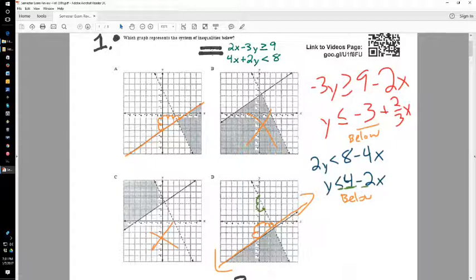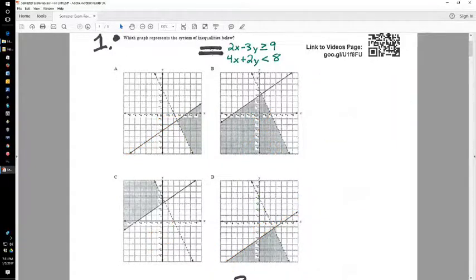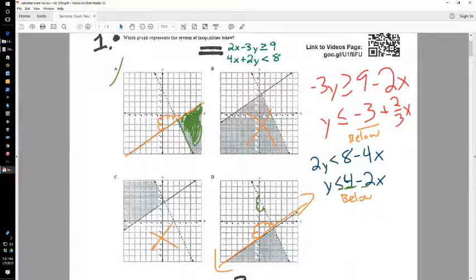The other thing we've got to remember is this one's below, so you want below one line and below the other. For this one, we're below the orange line right there, but we're above this dotted line right there, so that one is out. The only option left is option D. This area right here is both below my solid orange line and below my dotted line.